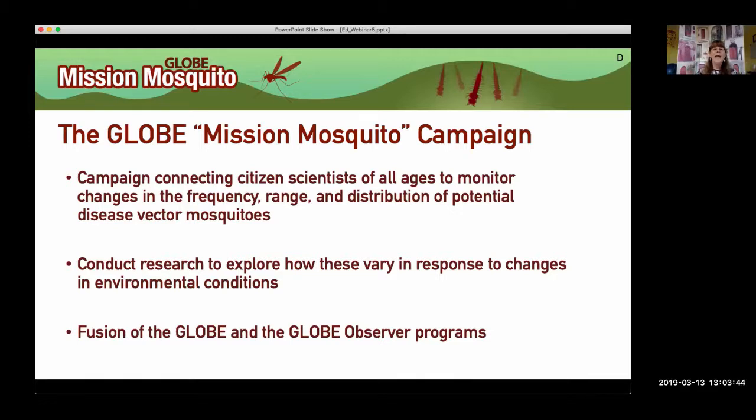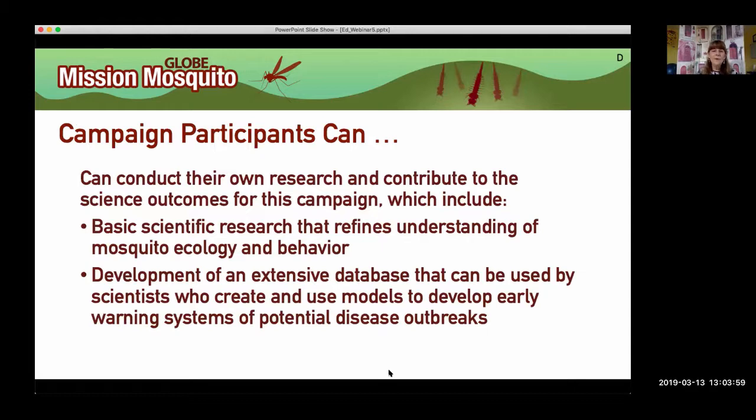Next slide. Oh, and this is a fabulous fusion of the formal Globe education program and the Globe Observer program. This is really the bringing together of both of those programs. Next slide, please. So campaign participants can conduct their own research and contribute to the science outcomes of this campaign, which include doing basic scientific research that refines our understanding of mosquito ecology and behavior, as well as developing an extensive database that can be used by scientists who create and use models to develop early warning systems for potential disease outbreaks. Next slide.